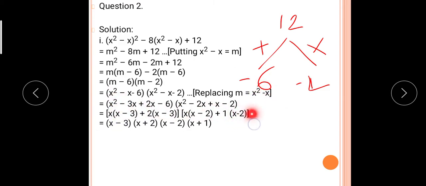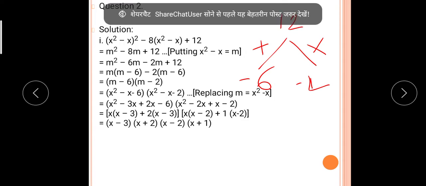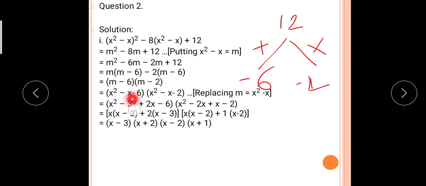What will you get? You will get another expression, that is x square minus x minus 6 and x square minus x minus 2. Now again two quadratic expressions we got, and we again have to factorize them if possible. If it is not possible, keep as it is. Now how to factorize: same way as before. Factorize 6 in such a way that their addition should be minus 1 and their multiplication should be minus 6. So 3 and 2, minus 3 plus 2 is minus 1. So x square minus 3x plus 2x minus 6, and for x square minus x minus 2, the numbers are 2 and 1.